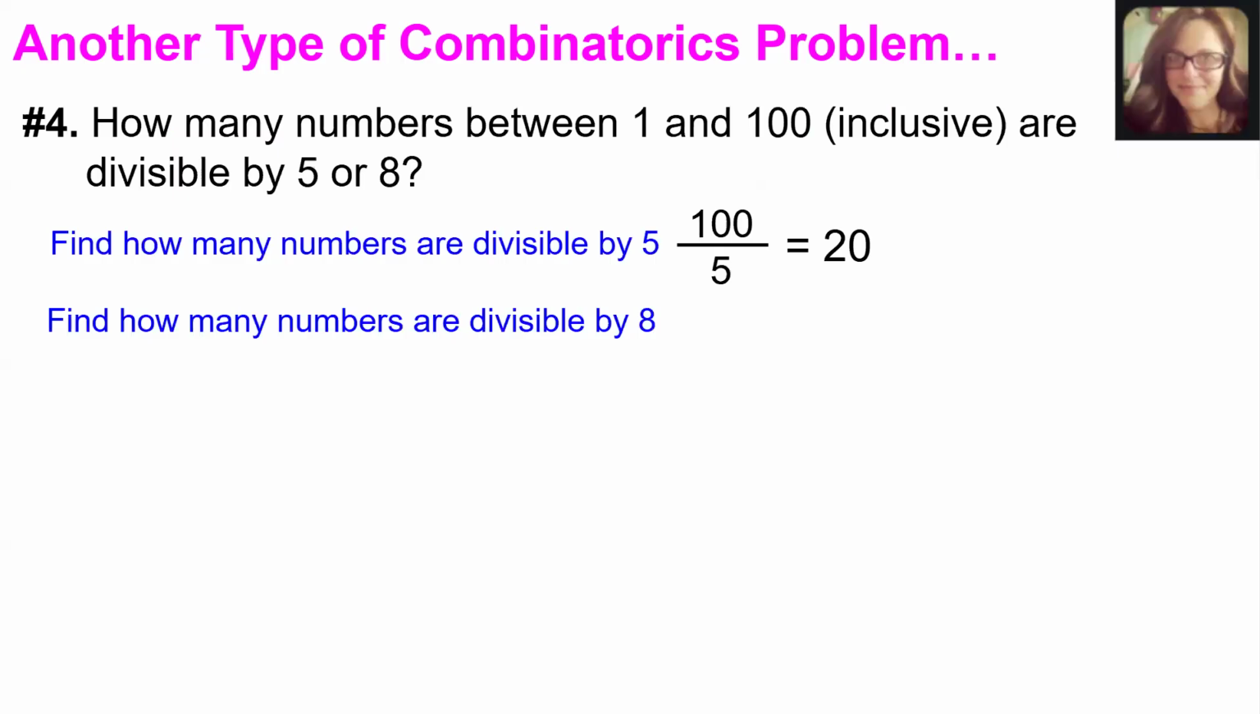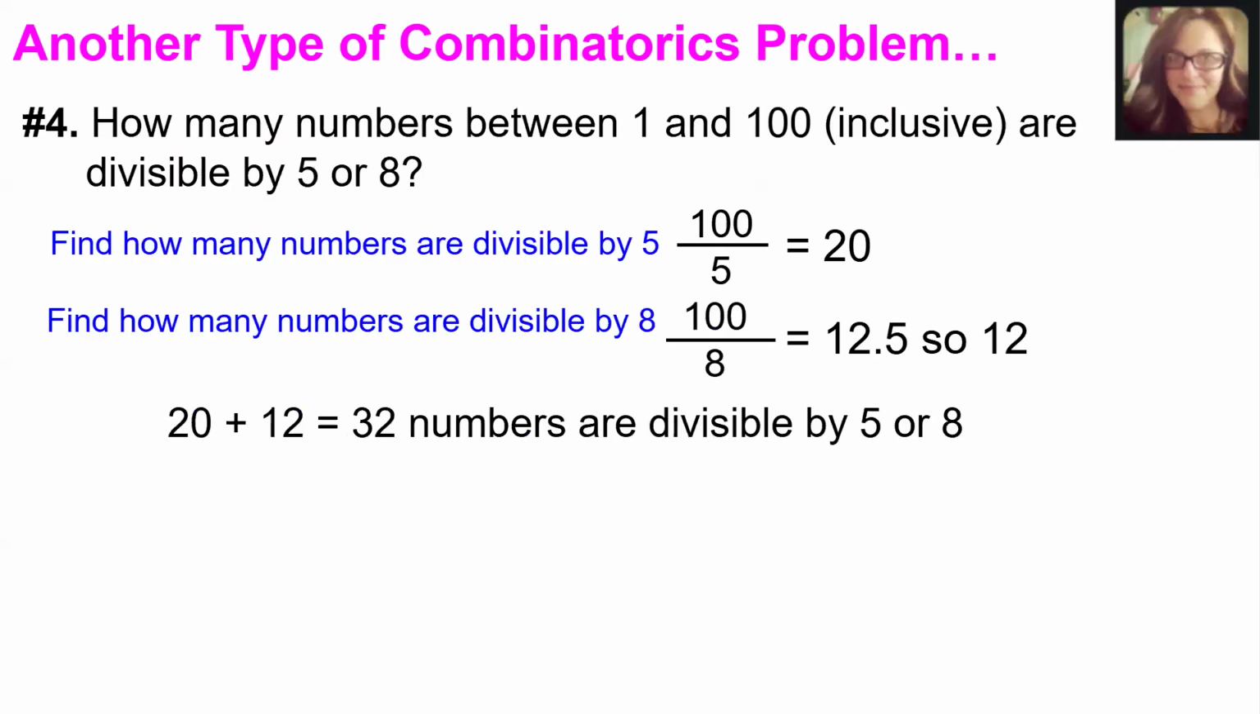Then we'll find how many numbers are divisible by 8, doing the same thing. 100 divided by 8, we get 12.5. So 12 numbers are divisible by 8 from 1 to 100. And we can add those together. We get 32 numbers are divisible by 5 or 8.